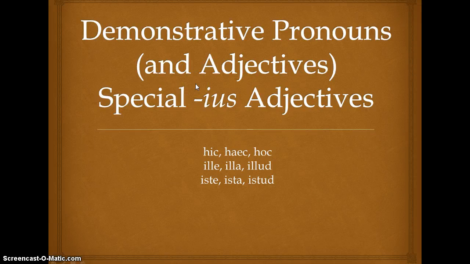Hello everyone. So today's video is about demonstrative pronouns and adjectives and the special IUS adjectives from Chapter 9 of Wheelock's Latin. The three demonstrative pronouns and adjectives are hic, haec, hoc; ille, illa, illud; and iste, ista, istud. So why don't we get started?